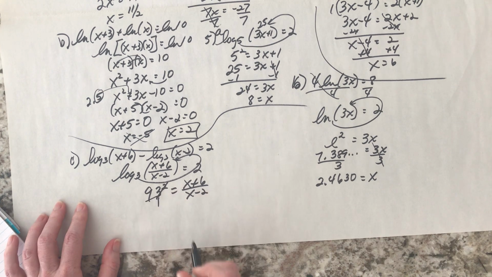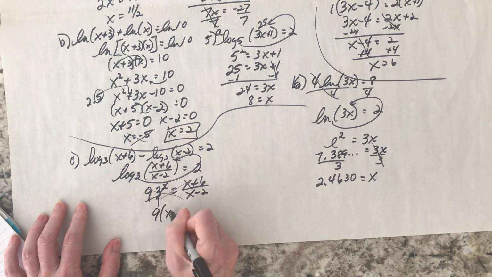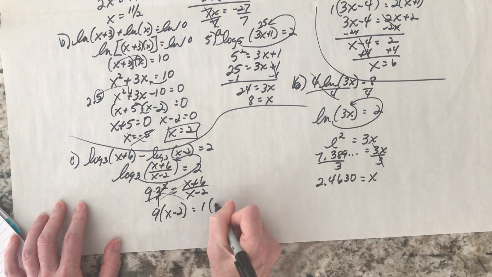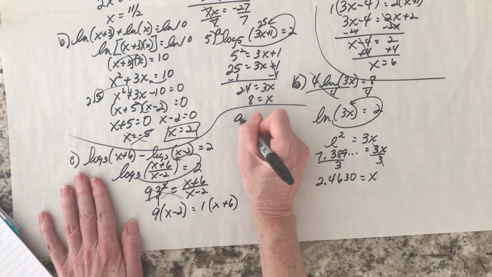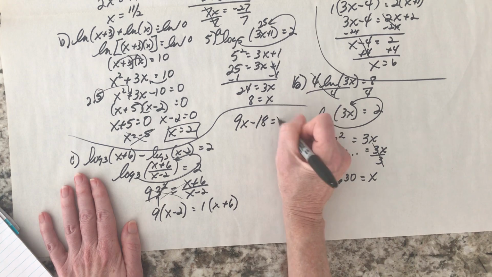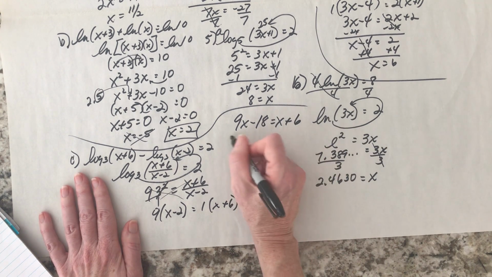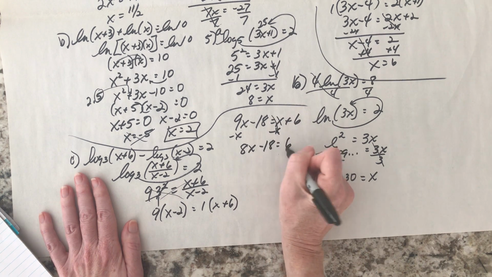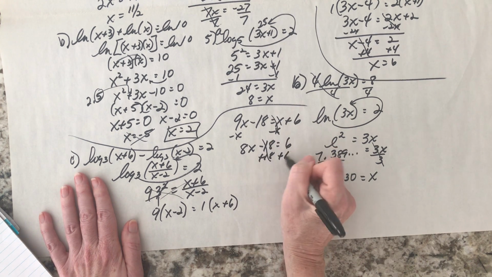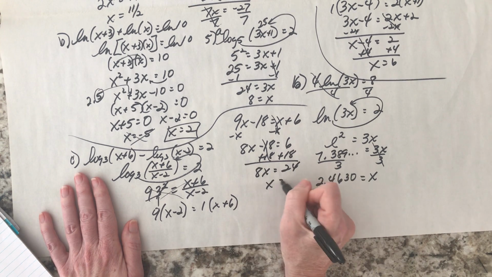I'm going to put that over 1 and cross multiply. So 9 times x minus 2 equals 1 times x plus 6. Let me take it up here. So we get 9x minus 18 equals x plus 6. Move the x over here. Add 18. 8x equals 24. So x equals 3.